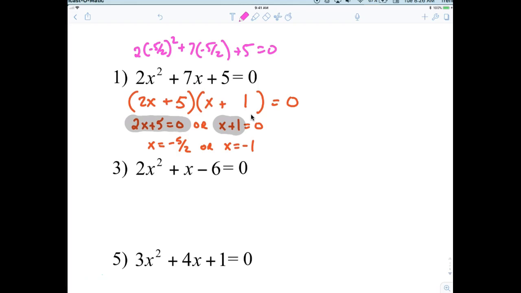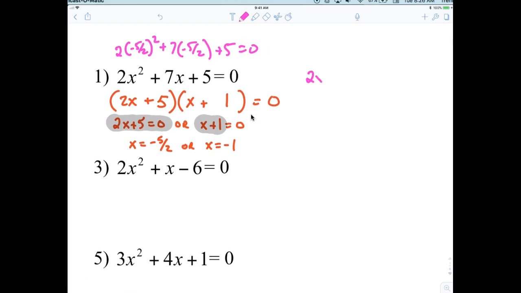How did you get negative 5? All right, I'll go slower. 2x plus 5 equals 0. Minus 5, minus 5. 2x equals negative 5. Divide by 2, divide by 2. x equals negative 5 halves. Or you can just look at it and say negative 5 halves. That's where you should be.